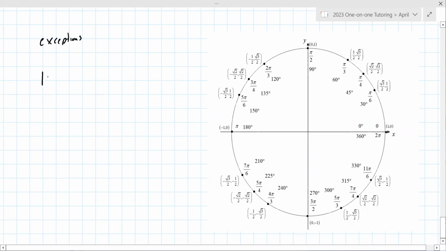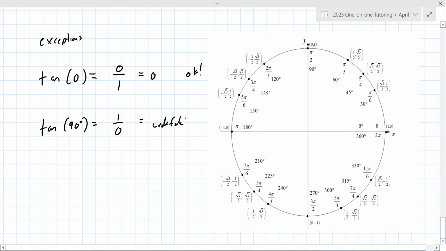So the first one is not an exception. What is the tangent of 0? Tangent of 0 is y/x, 0/1. This is 0. This is okay. Division is a sharing problem. It's okay to have nothing to share. This is not an exception, but tangent of 90 degrees is. It's y/x. That's 1/0. This is undefined. So anytime you have a 0 in the denominator, it means it's undefined.